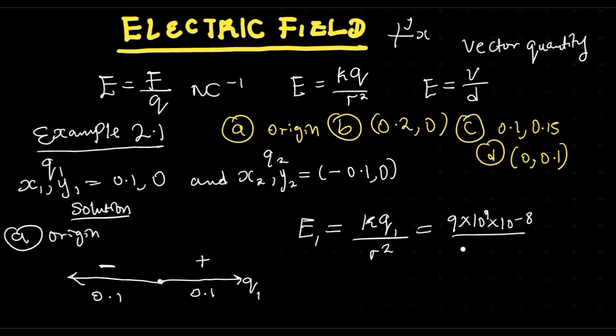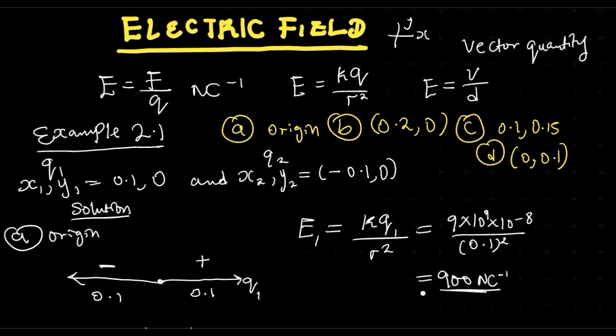All over r squared. What's our r? The distance from the origin, because we are looking for it from this origin. And that distance is 0.1 squared. Are we together now? So if you input in your calculator 9 times 10 raised to power 9 times 10 raised to power minus 8, over 0.1 squared, you are going to have an answer equal to 900. So your answer will be 900 Newton per coulomb.